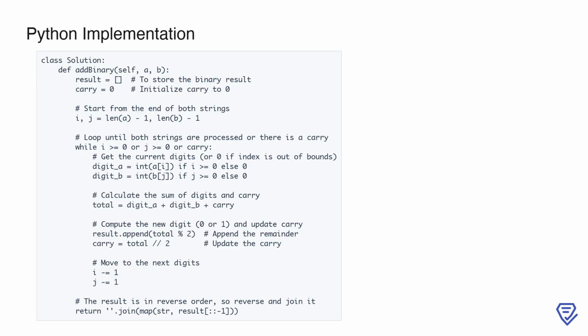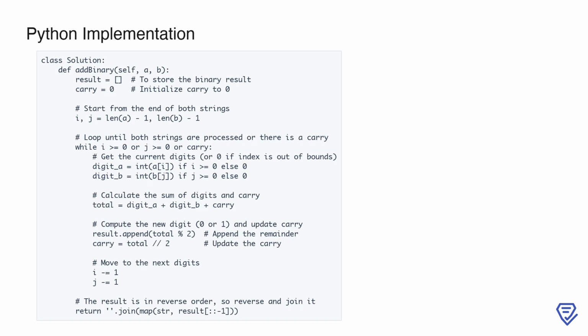This implementation adds two binary strings by simulating binary addition from the least significant bit, the rightmost digit, to the most significant bit. We start by initializing an empty list to store the result and a carry variable to handle overflow during addition. The indices i and j are initialized to point to the last characters of strings a and b. We loop while there are digits left to process in either string or there is a non-zero carry. For each iteration, we extract the current digits from a and b if their indices are valid, otherwise, we use 0 for out-of-bounds indices.